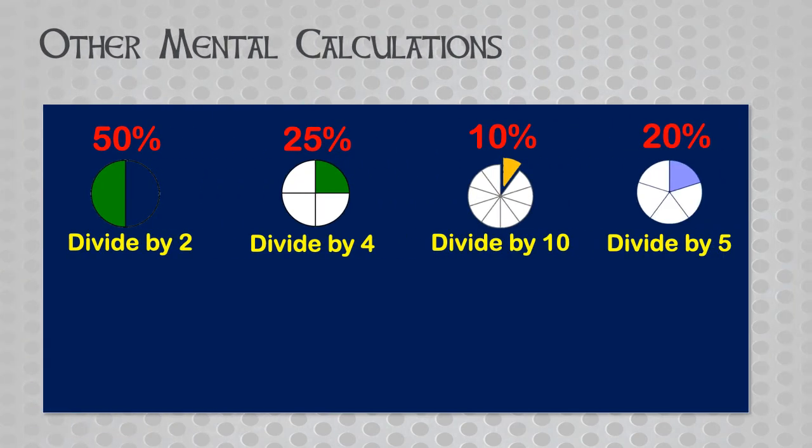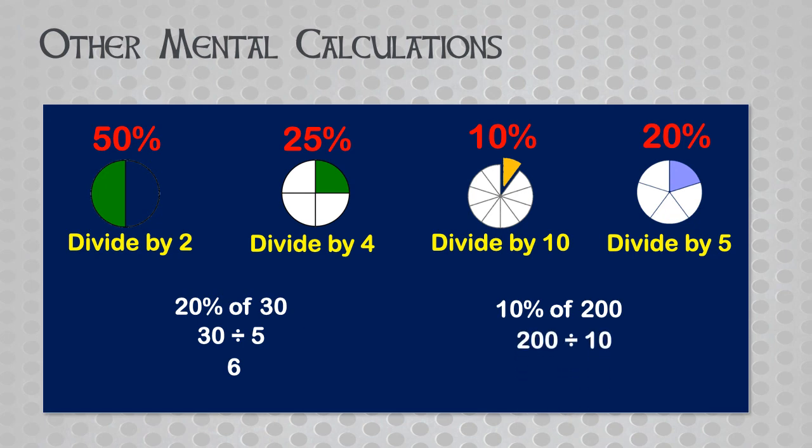So, given that information, what is 20% of 30? Remember, 20% means that we're dividing by 5. So that means I'm dividing 30 by 5. And when I do that, I get a quotient of 6. So 20% of 30 is equal to 6. What about 10% of 200? 10% means that I'm dividing by 10. So 200 divided by 10 is equal to 20. 10% of 200 is equal to 20.